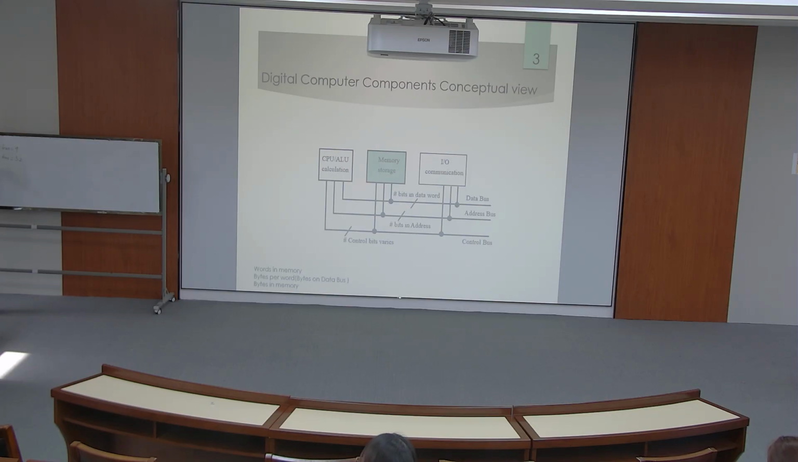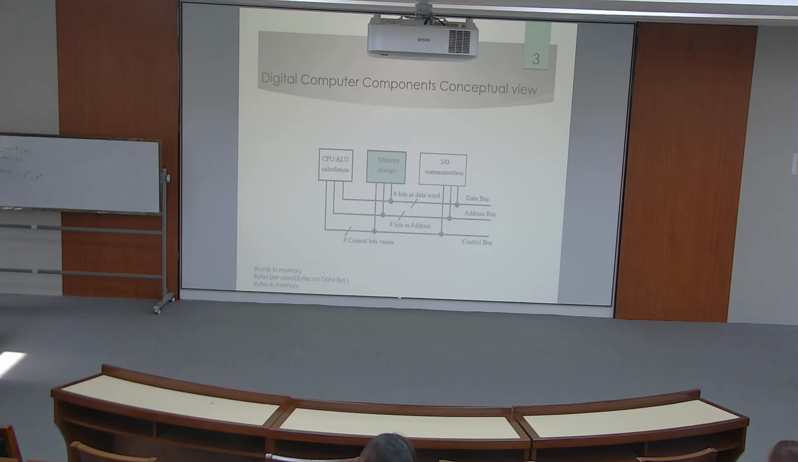In memory, the number of words is given by this expression, 2 to the power of n, where n is the number of bits in the address bus. Let's call this n. So this is 2 to the power of n, that is 2 to the power of 9. So this is the number of words in memory.